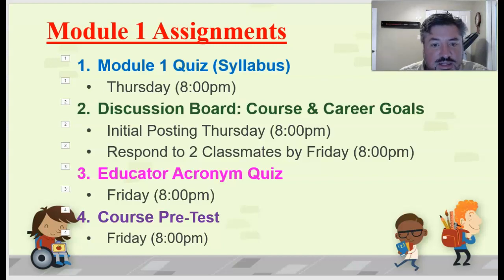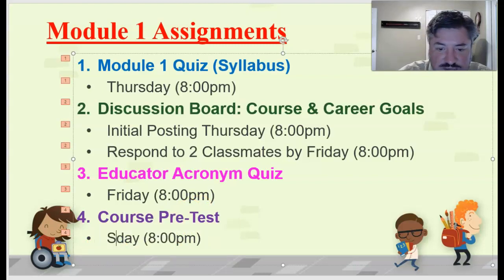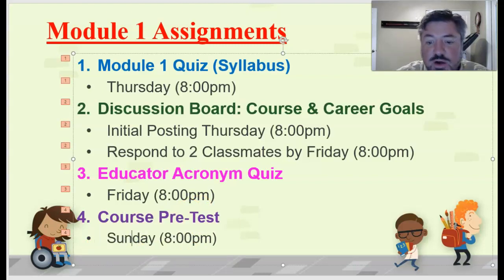And then last but not least, the Module 1 assignment is your course pretest. It's due not Friday but Sunday by 8 p.m. And make sure that you complete the course pretest on time or you would not qualify for your extra credit opportunity of 10 points. Once again, on the course pretest, you're not expected to know everything. It's rapid fire. I've explained all these assignments in this video. If you have any questions, don't hesitate to email me. Good luck with the course.